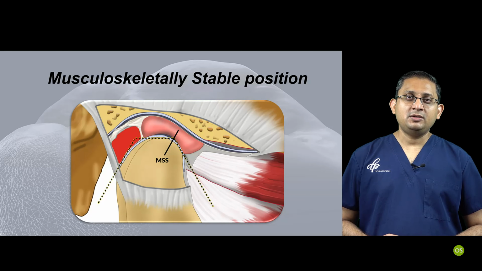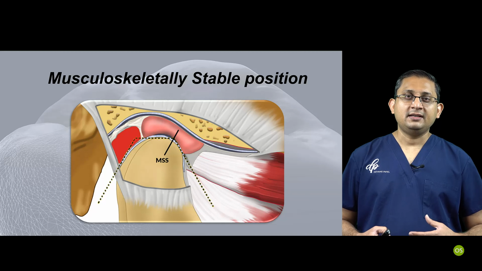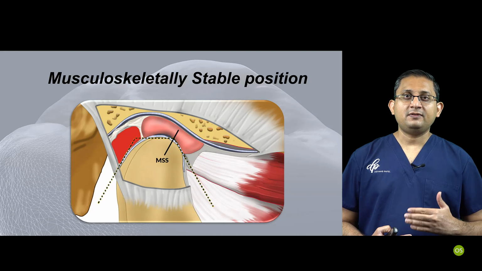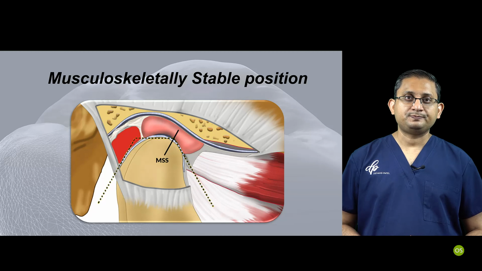If you look at the temporomandibular joint, it looks something like this in a musculoskeletally stable position. We know that as CR. However, because there are different definitions of CR, it's difficult to know, but in this case it's the superior anterior position, where the condyle is surrounded by the disc, and if the patient is in this position, their jaw is in a comfortable position.